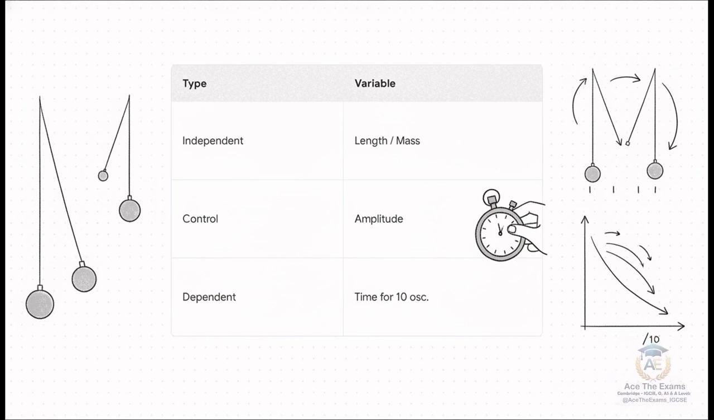Well, because the time for a single oscillation is just way too short for human reflexes to catch accurately with a stopwatch. By timing 10 swings and then dividing that number by 10, we find the mean value, which massively reduces the effect of random human errors. It's a remarkably simple but brilliant scientific technique.